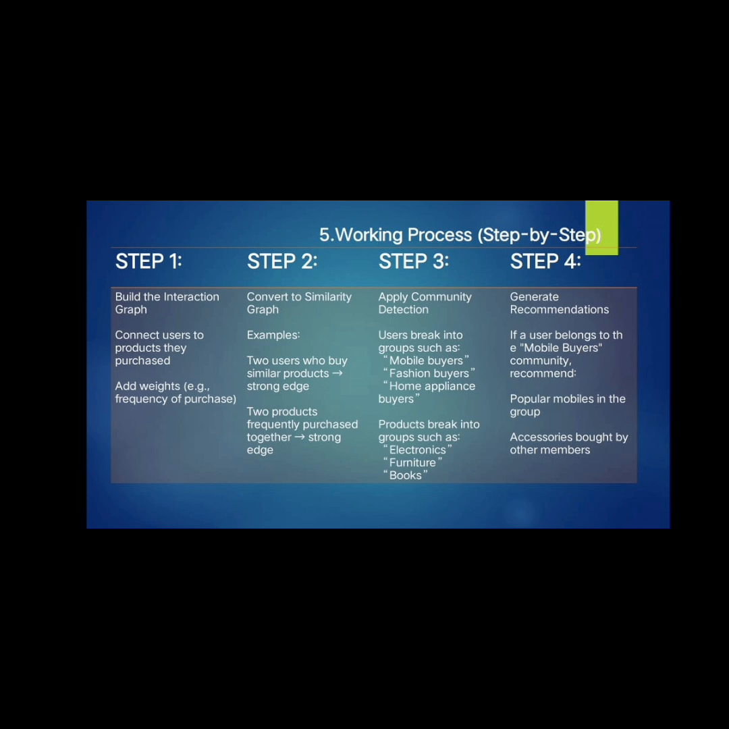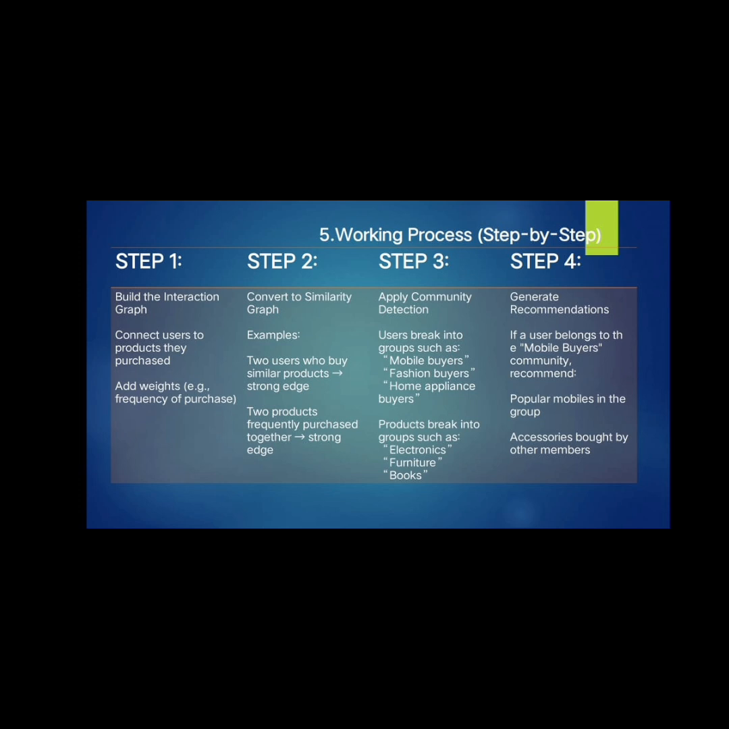Step 2. Convert to similarity graph. From the interaction graph, calculate similarity. There are two types of similarity: user similarity and product similarity. First, user similarity. Users who buy similar items have a strong connection. Next, product similarity. Products often bought together also form strong links. Example, if many users buy a mobile phone plus charger together, there is strong similarity between these products.